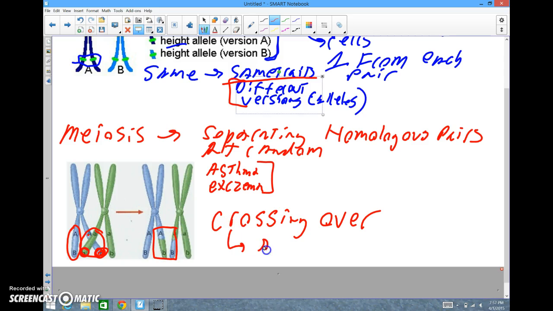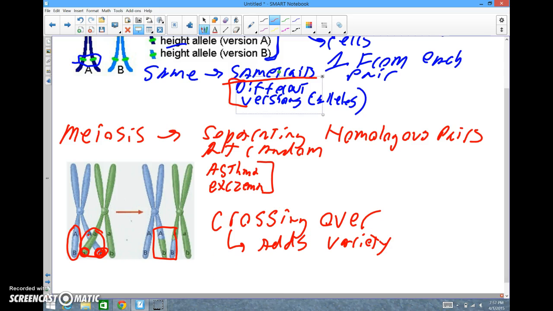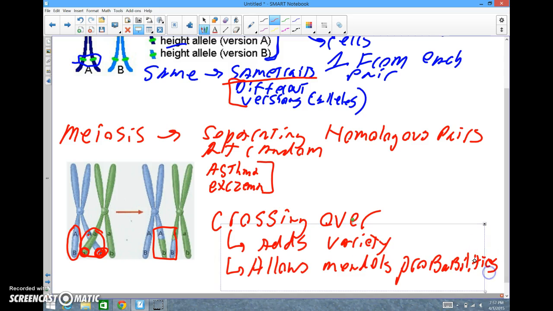Crossing over just adds variety. And it actually is important because it allows Mendel's probabilities, even if you have traits that are on the same chromosome. If crossing over didn't happen, Mendel's probabilities would not work. But they do. We've actually observed them in real life. And so the reason they work is because this crossing over helps us take care of the fact that these alleles are stuck on the same chromosome because you only have a certain number.